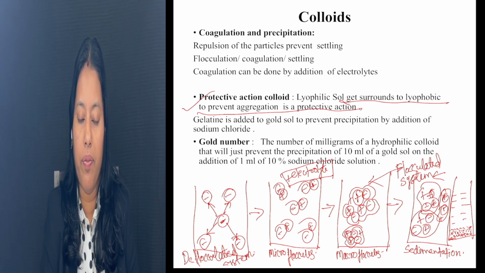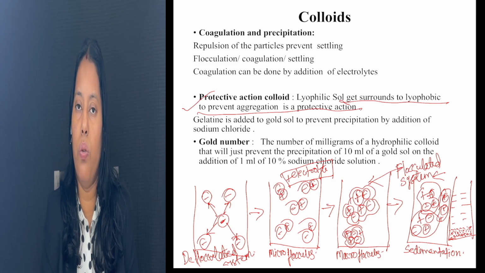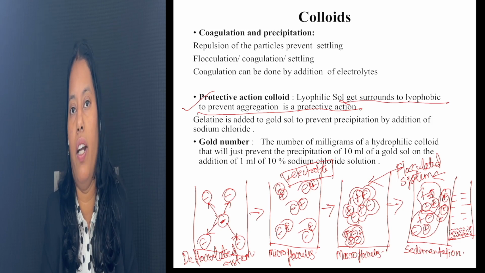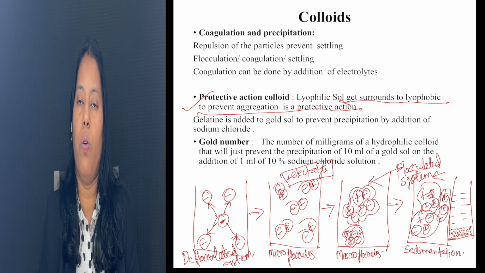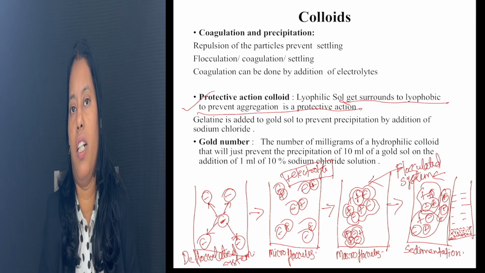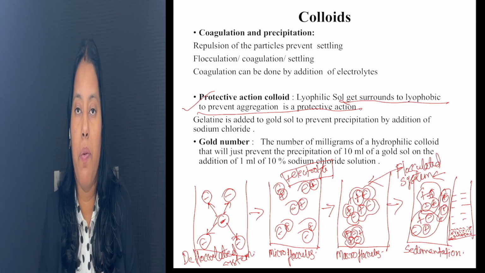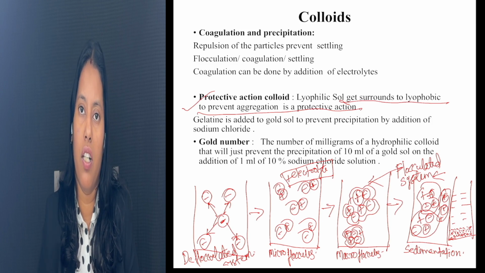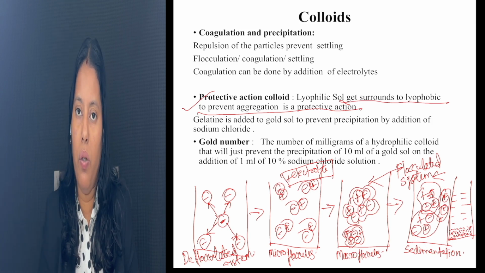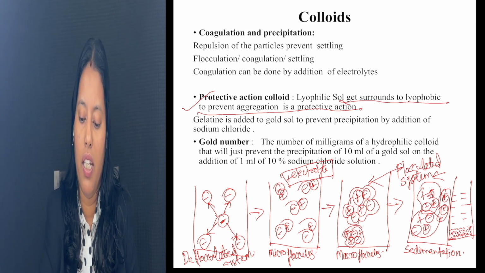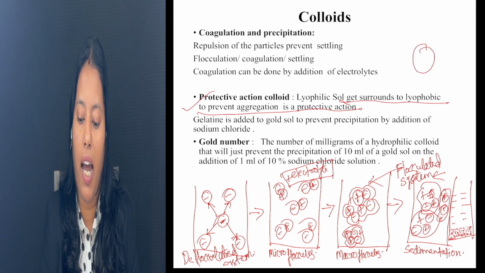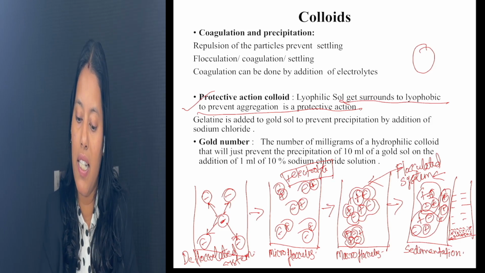The protective action example is gelatin used to prevent gold colloid from precipitating by addition of sodium chloride. So you know that lyophilic sols have good interaction with the dispersion media. They absorb water, they have good absorption tendency, and they form a layer of water around them. When you add gelatin solution, which is swollen, it forms, suppose this is a gold particle, and if you add the sodium chloride, that is like an electrolyte.